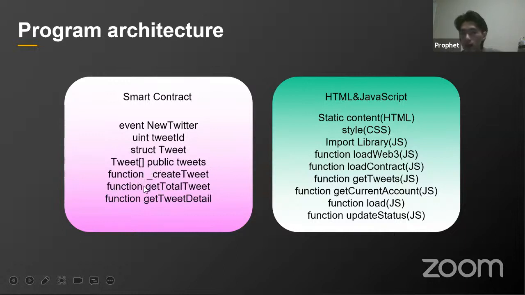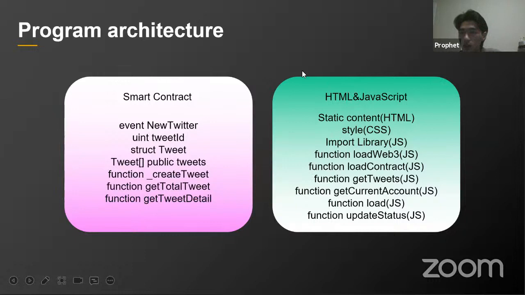And the second is get total tweets. This function will return the number of total tweets. Like if there were 8 tweets before, this function will return 8. And the last function is get tweet detail. This function will return the details of the tweet, like the tweet sender's name, the tweet's content, etc.